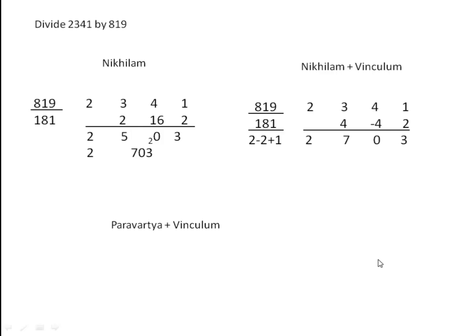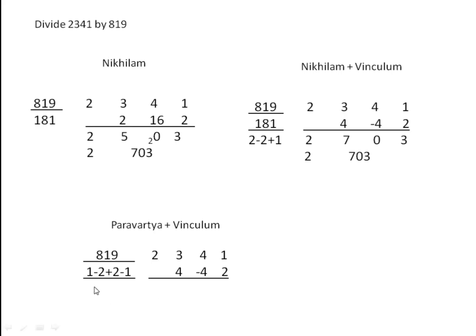Now let us see how to apply the Paravartya method we just learned and use it along with the vinculum. So now we can actually apply this vinculum to the number 819. And how are we going to express it? 1000 minus 200, which gives us 800, plus 20 minus 1. That gives us 19. Okay.